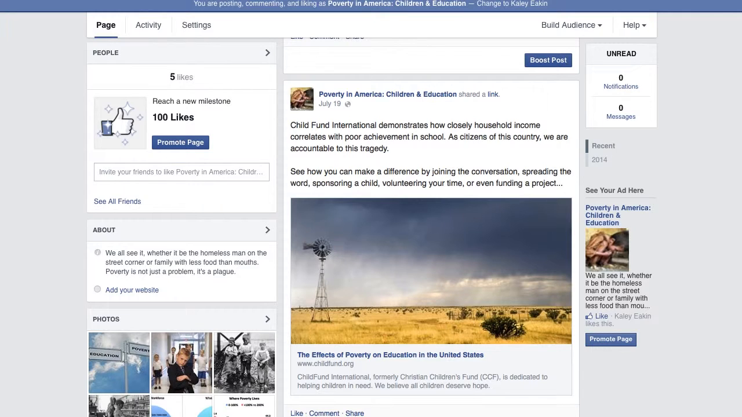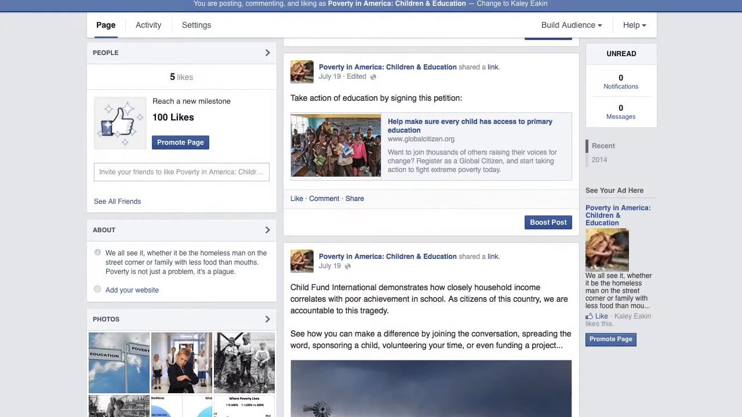Child Fund International and GlobalCitizen.org show people how they can make a difference. Through these two websites, you can get involved in helping children affected by poverty by ensuring they are free of exploitation and have access to primary education, by signing a petition that demonstrates to the government that your priority is our youth.